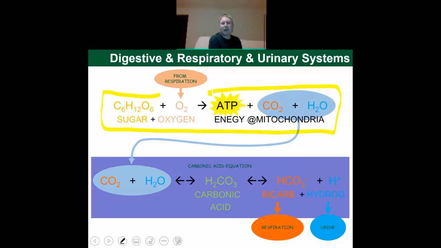And if you really simplify things, your digestive system breaks down sugars and uses oxygen in that process. And as a result of that, we get energy. We get ATP. And then we have two waste products: carbon dioxide and water. And those are the ones that we got rid of, both with respiration and with the urinary system. So those are the two systems that we've already had a look at.